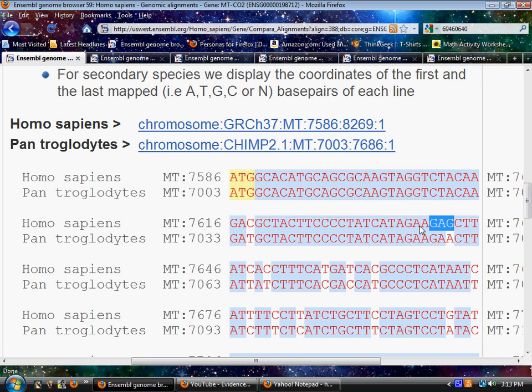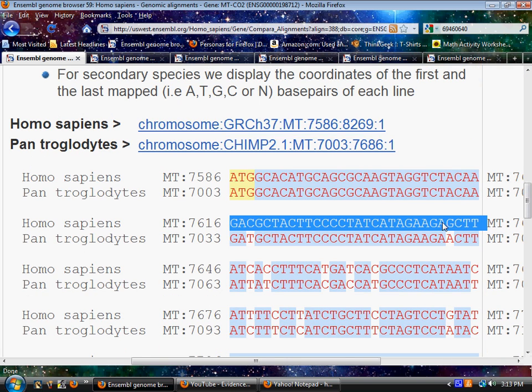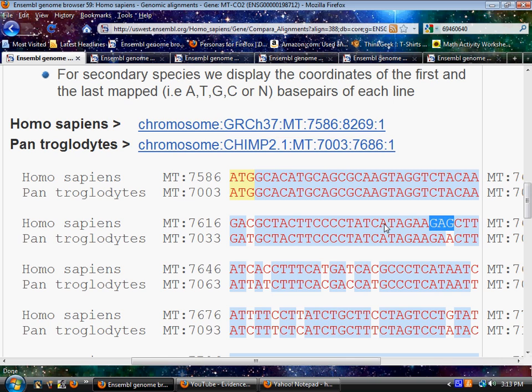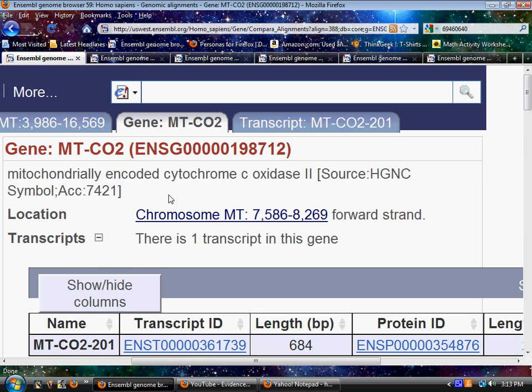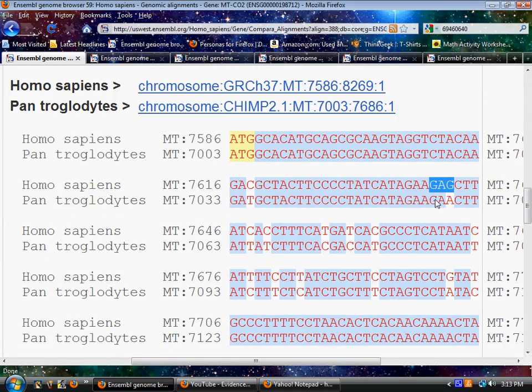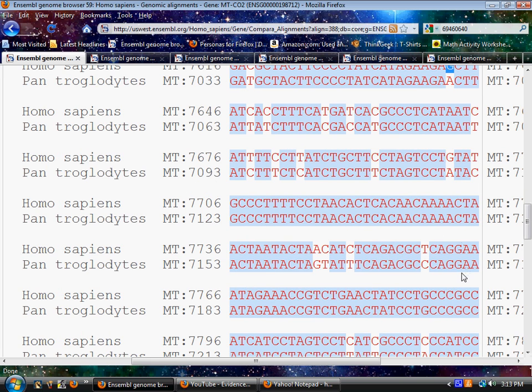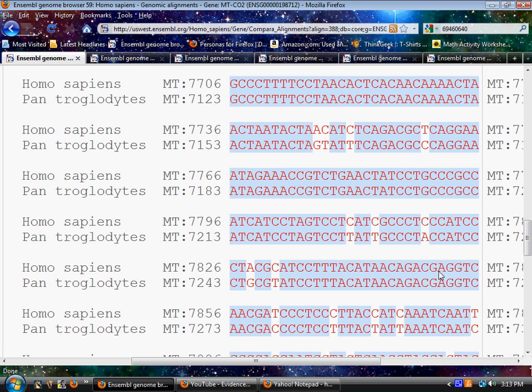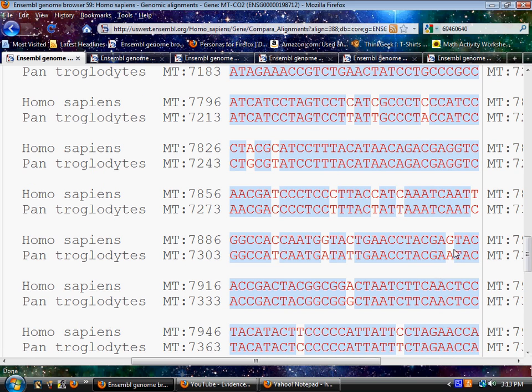Here it is. GAG in human is for glutamic acid in cytochrome C oxidase 2 in mitochondrial DNA. But in chimpanzee, it's GAA. And down here somewhere is another one. Right here. So in human we have GAG, and in chimpanzee we have GAA.